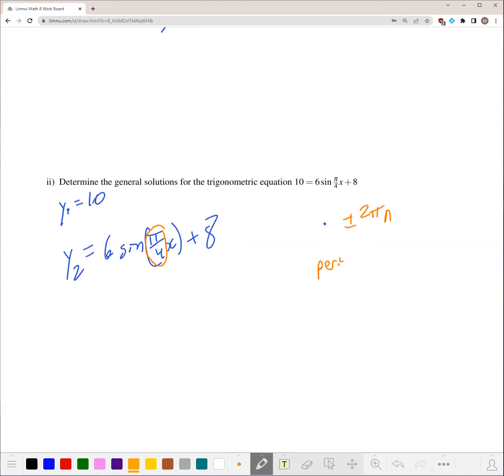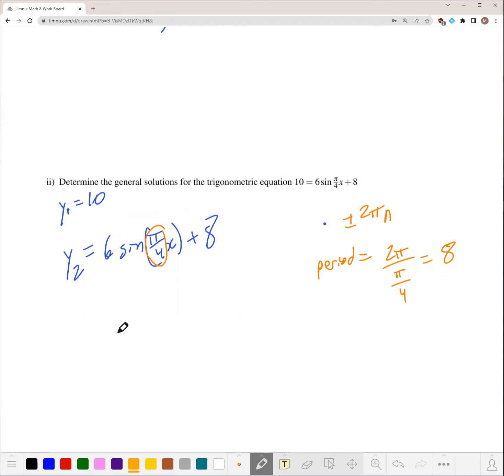Our period is equal to 2 pi divided by our b value, which is pi over 4. So our period here is 8. Spicy. Okay, so we have a different period. So when we do general solutions here, I'm going to go ahead and calculate my intersections. There's one over here. My graph is low. First curve, second curve, yes.